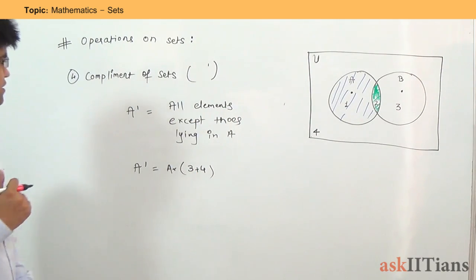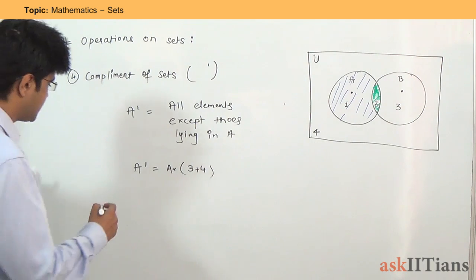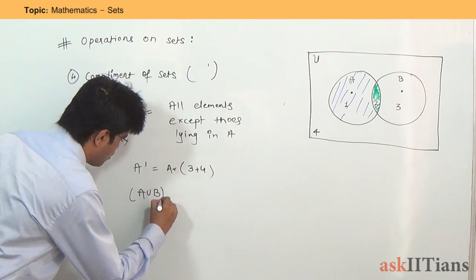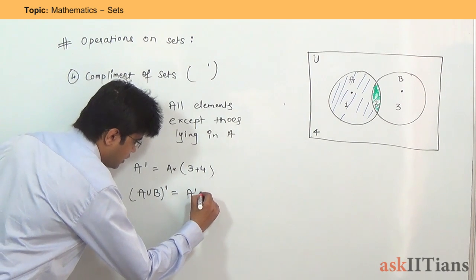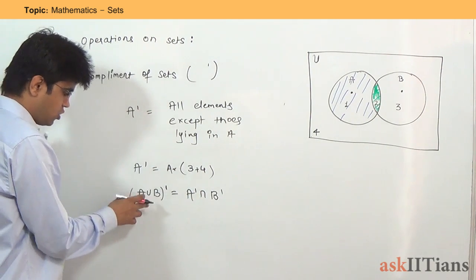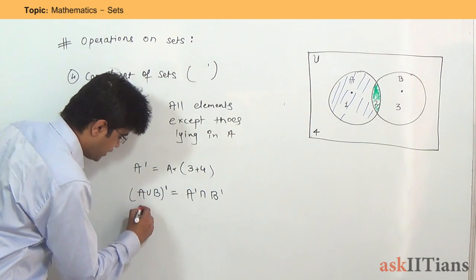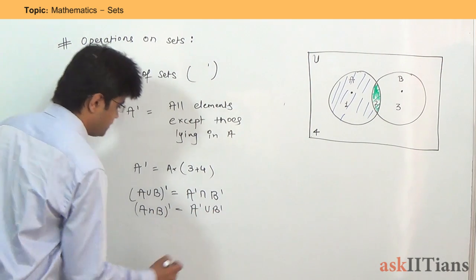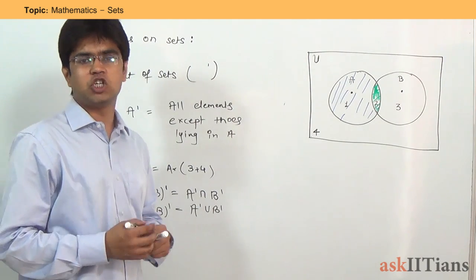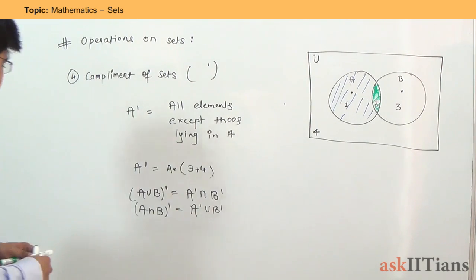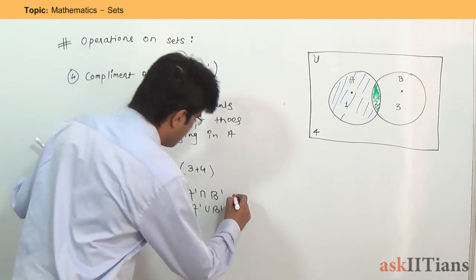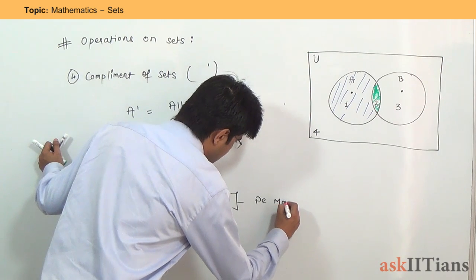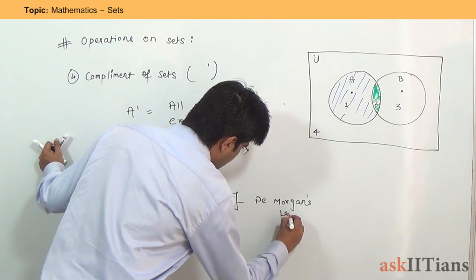Now complement has some very good and interesting properties. For example, if I want to write A union B complement, then it will change to A dash intersection B dash. The dash goes to the individual sets, but union becomes intersection. Similarly, A intersection B dash will become A dash union B dash. So if there is a union, the complement will change it into intersection and vice versa. These are very important laws. We call them De Morgan's laws.